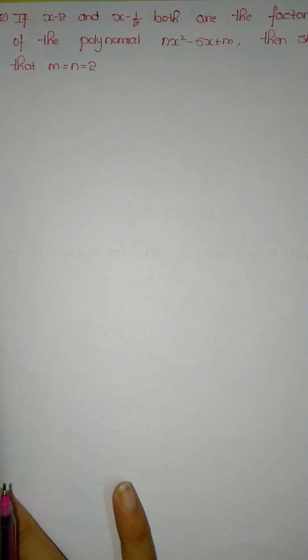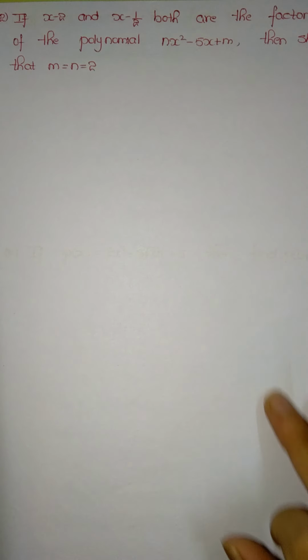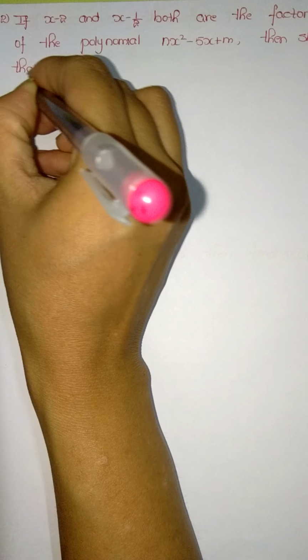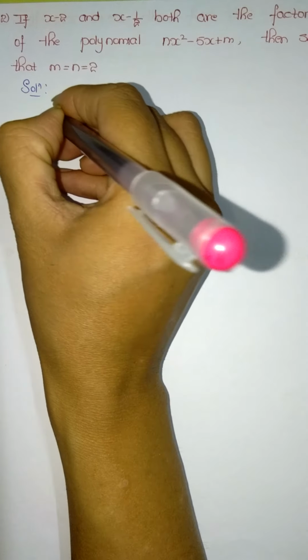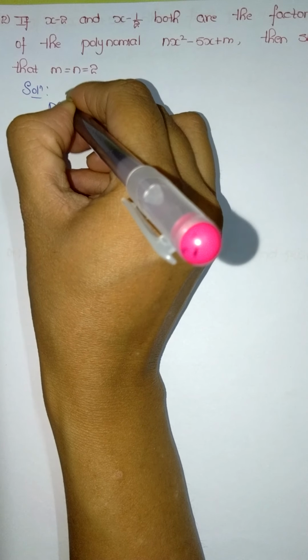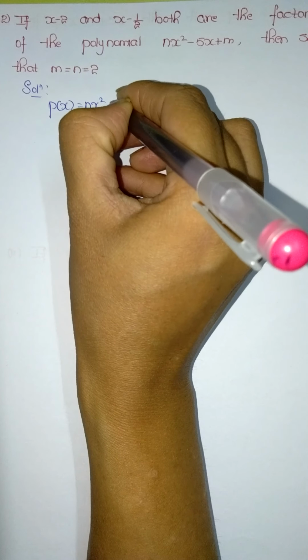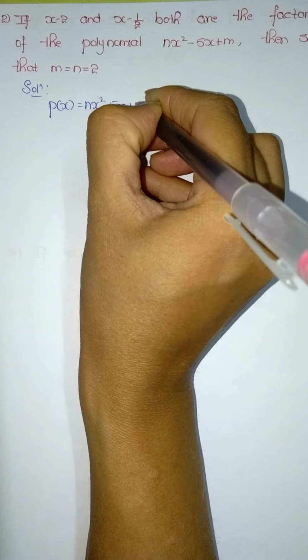Question number 12. If x minus 2 and x minus half both are the factors of the polynomial nx square minus 5x plus m, then show that m equal to n equal to 2. So यहाँ पे दोनों इसका फैक्टर है बताया है. So that's why we have to solve it, and we have to find m equal to n equal to 2. So here solution, p of x is a polynomial that is nx square minus 5x plus m.